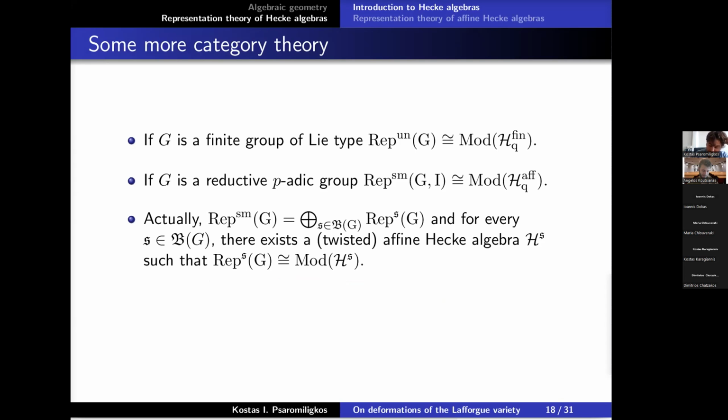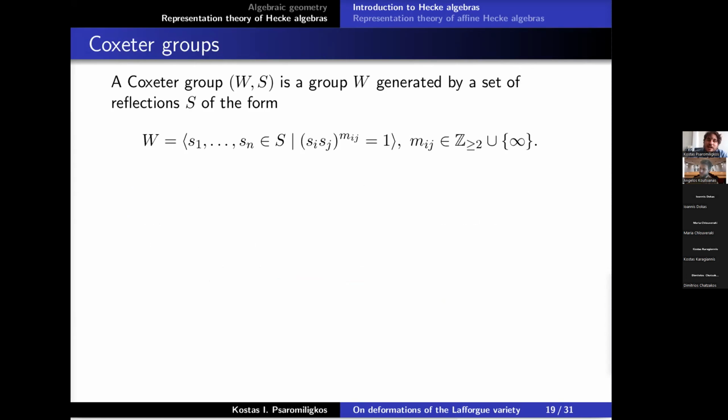But, okay, I guess this raises the question, what actually are these Hecke algebras? And to define them, we need to start with Coxeter groups. Coxeter groups is something really basic. You have a set of reflections that generate a group under these relations. So what do I mean by reflections? In particular, m_ii will always be 1 because you want s_i squared to be 1. So this should also be 1.